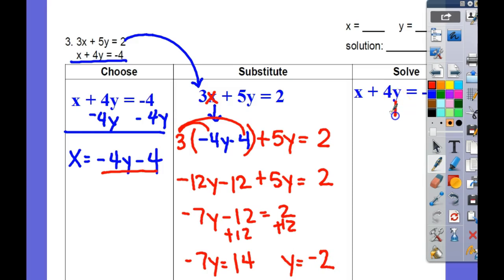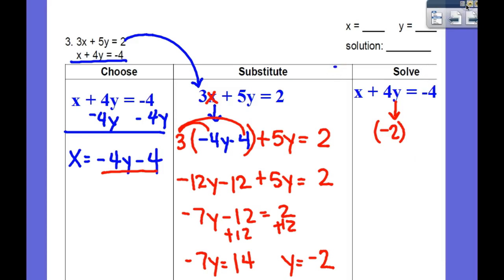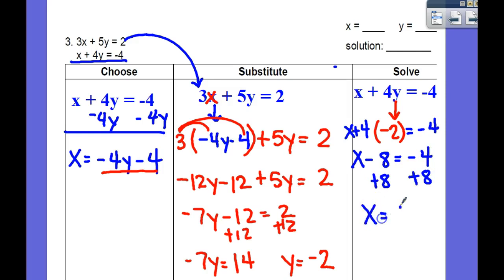So over here, in place of this y, I'm going to substitute the negative 2 that I just figured out in the previous part. And so I'm going to have x plus 4y, but in place of y, I'm going to put the negative 2, and I'm going to solve it for x. X minus 8 equals negative 4. Add 8 to both sides, and x is equal to 4. X is equal to 4, and y is equal to negative 2, so my solution point is (4, negative 2).